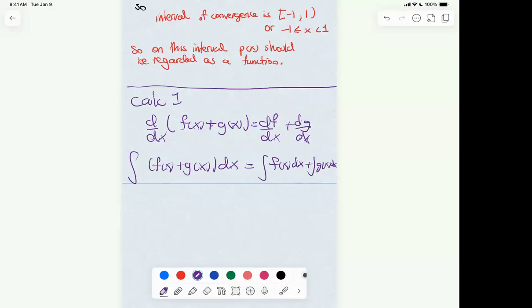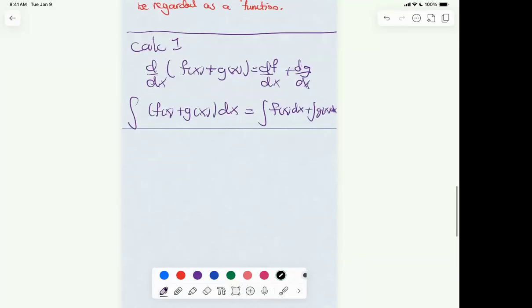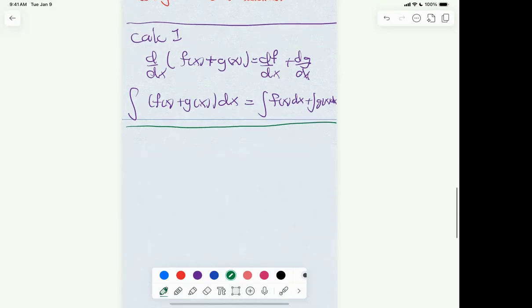Especially integration, because integrals are usually way harder than derivatives, and that's why there are so many techniques for integrals. With a power series, it's just term by term. So it's a great thing. This is the miracle of power series.